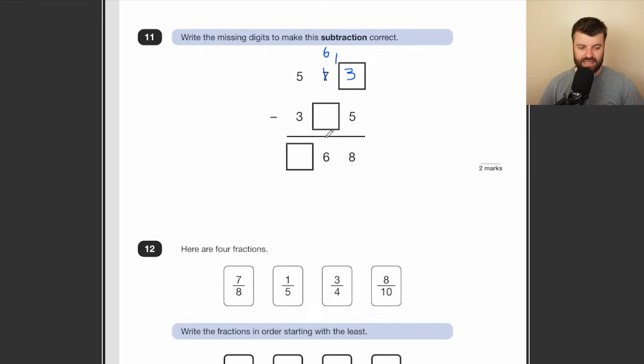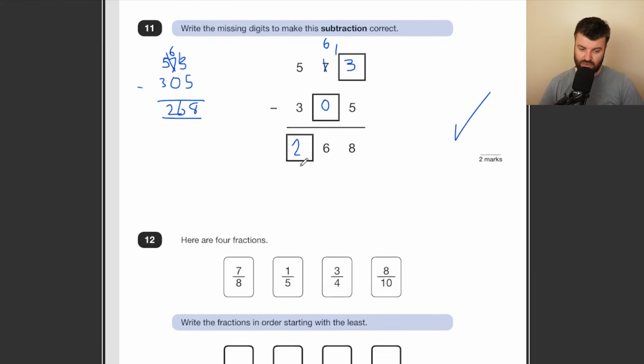6 take away blank is 6. Well, that's just going to be 0. And then 5 take away 3 is 2. If you really wanted to check that it all works, you could then write out the question again. 5, 7, 3 without the exchanging, remember, take away 305. See what you get. You will get 5 take away 3, do that exchange we talked about. That's going to be 8. That's going to be 6. That's going to be 2. Yes. Brilliant. Now gets 2 marks. For 1 mark, you need 2 of those digits. So for 2 marks, you need all 3.